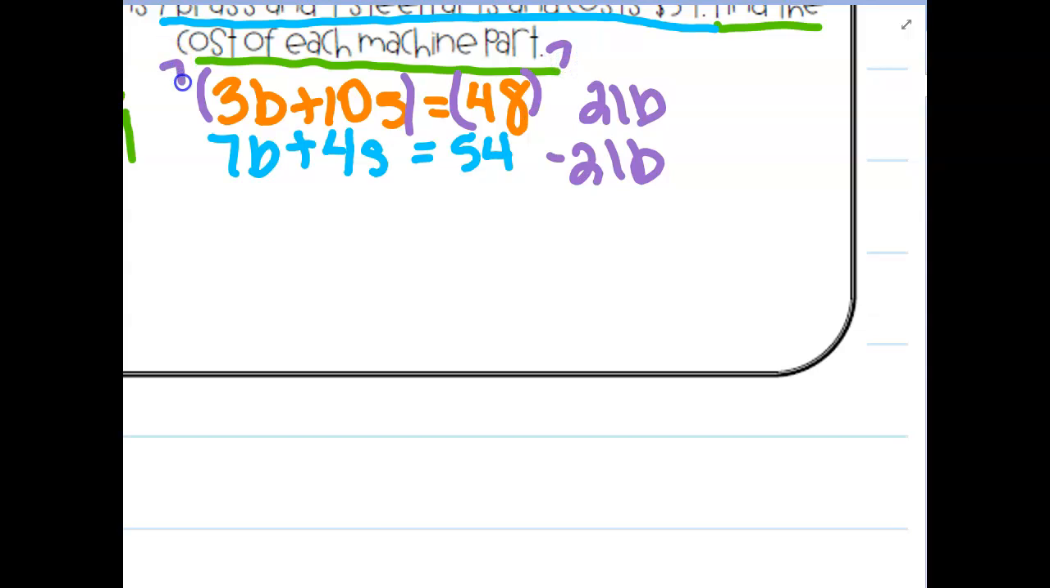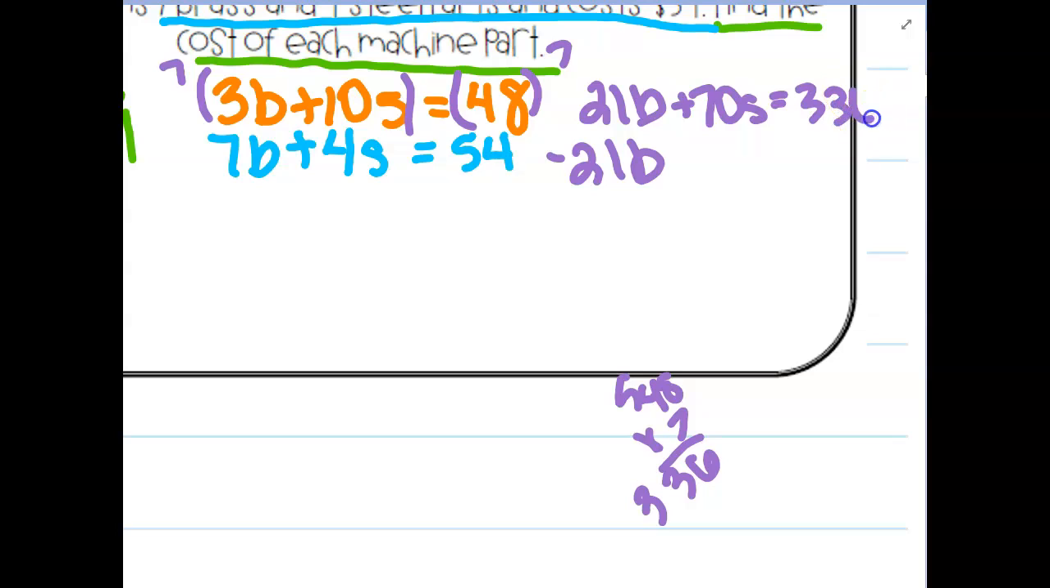Times 7. 7 times 3B, there's my 21B. 7 times 10S is 70S. And then 48 times 7, 28, 33, 336.